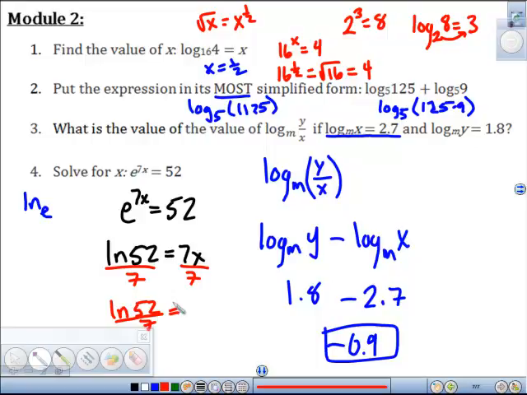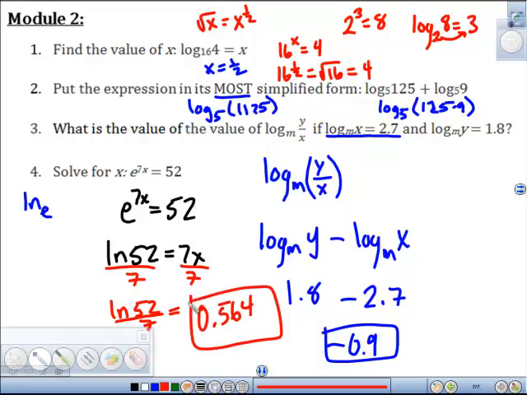I'm going to grab a calculator real quick and see if I can calculate that. So let me do natural log of 52, and then divided by 7. And I got 0.564.